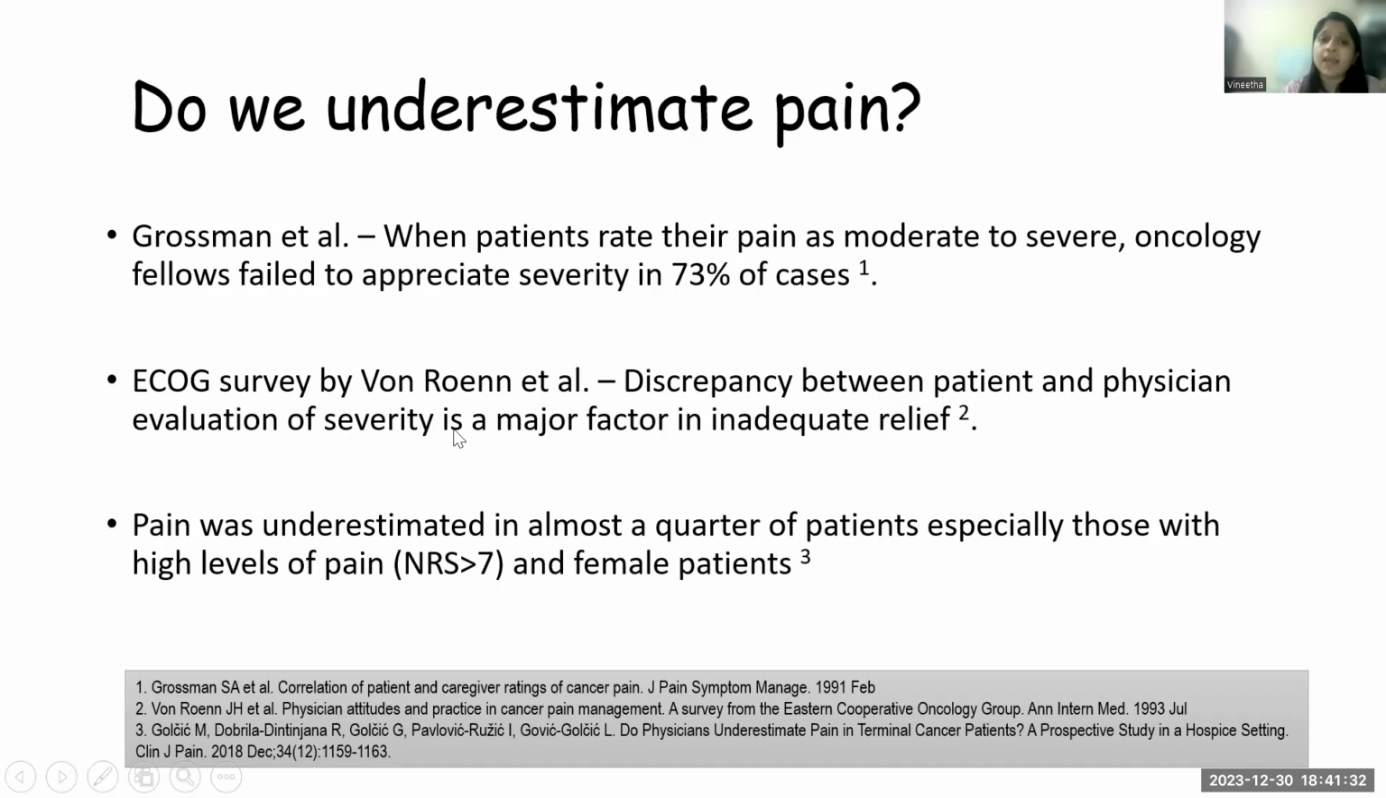The patient says they have severe pain, but the physician feels the patient is having only mild to moderate pain. That discrepancy is the most common cause for inadequate pain relief. Then a recent study in 2018 found that pain was underestimated in almost a quarter of patients, 25%, especially in those with severe pain and female patients.